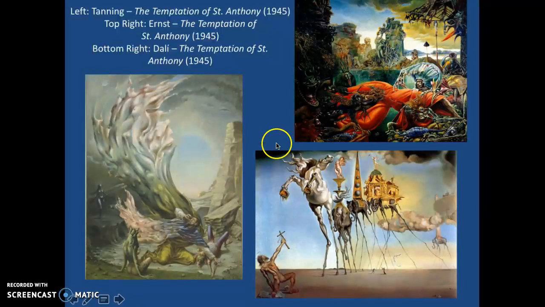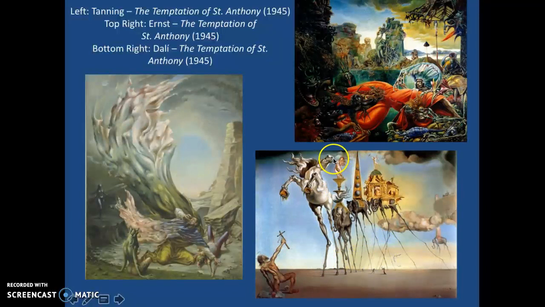And then finally we have Dali's at the bottom. We see St. Anthony alone, naked in the desert, holding a cross against this barrage of temptations that are coming at him across the Spanish desert. And they're all on these very long stilt legs.